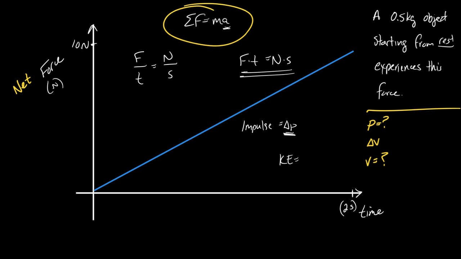So it's just like a velocity graph can't tell you where the object is. It can tell you how much it moved. A force graph like this can't tell you what the velocity was. It can just tell you how much the velocity changed or how much the momentum changed, which means it can't tell you kinetic energy unless you know one of the velocities.